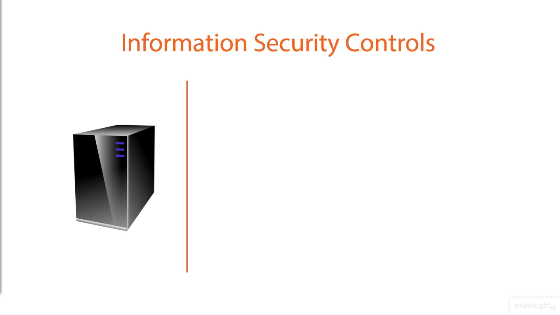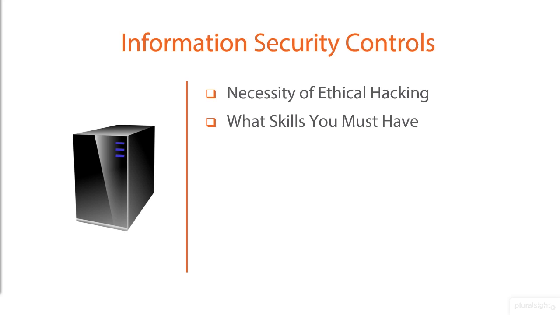Part of the information security controls means that we'll take a look at the necessity of ethical hacking. We'll also look at what skills you must have. This will be kind of a highlight because we've already drilled into this, but we're going to review it and add a couple more options for you. We'll then take a look at something called the multi-layer defense theory. This is where we have multiple layers of defense. See how I did that?